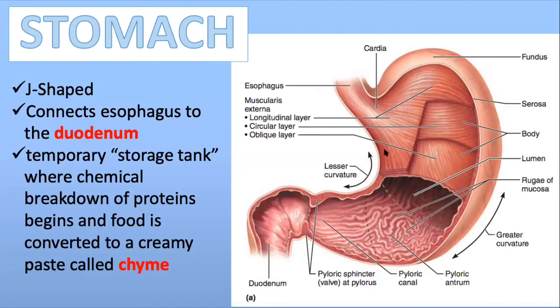Okay. And then we have the 2 curvatures. We have the lesser curvature and we have the greater curvature. The lesser curvature is concave and is the medial border of the stomach. Okay, concave and the medial border of the stomach. Si greater curvature naman kasi palabas siya, it is convex and it is the lateral border of the stomach. This one here, the duodenum, this is the first segment of the small intestine. We are going to discuss that one.